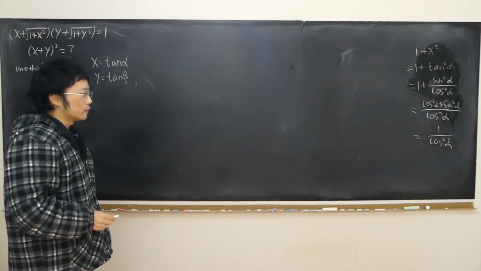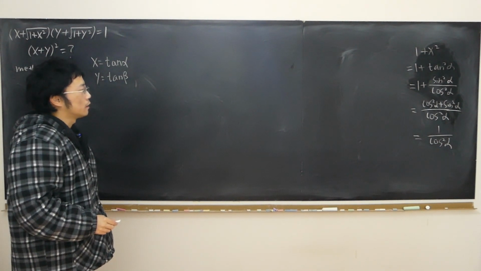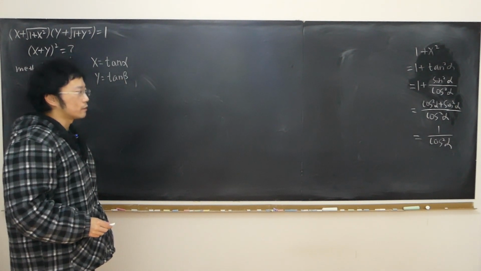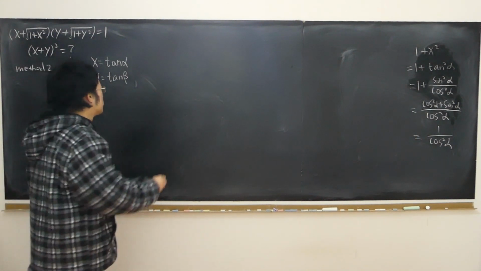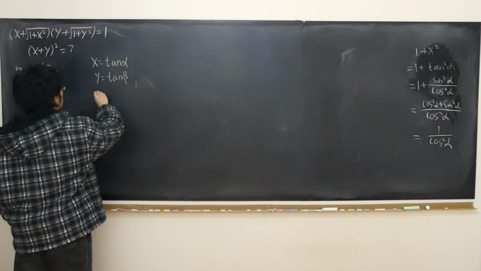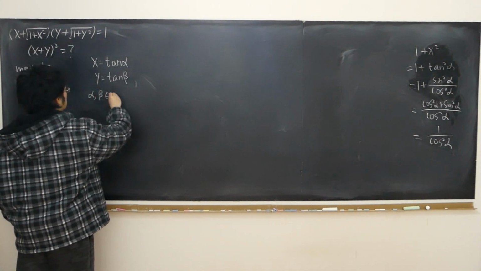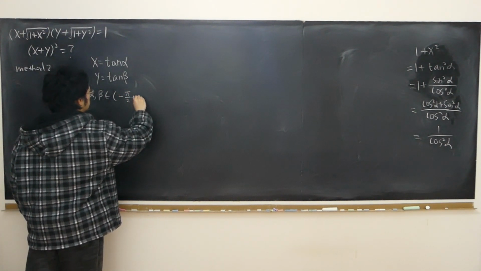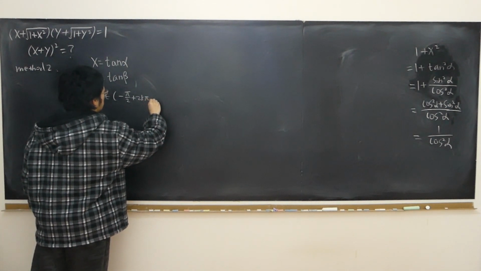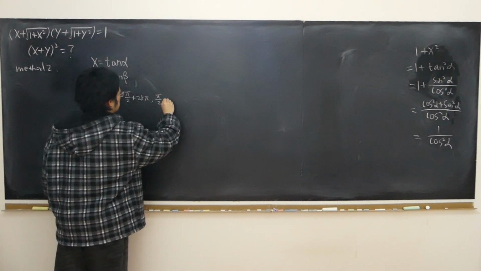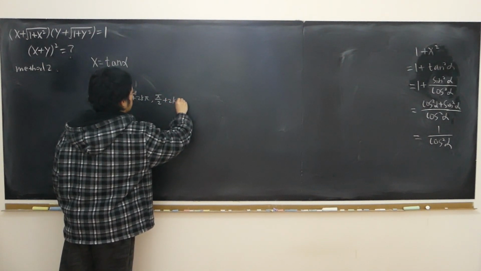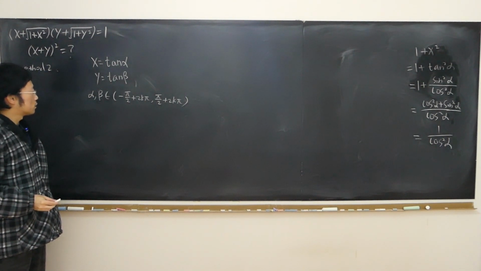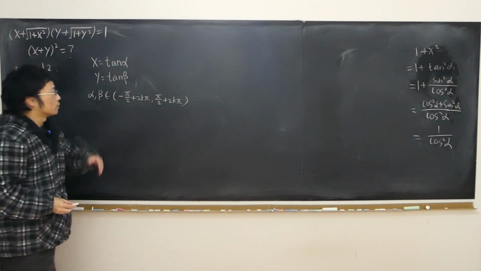So I just want to be very convenient. Let's just restrict alpha into an interval that allows us to have a positive 1 over cos alpha. Now I can say let alpha and beta be restricted to the open interval from minus pi over 2 plus 2k pi to pi over 2 plus 2k pi. And of course alpha and beta are not evaluated at the edges of this open interval.